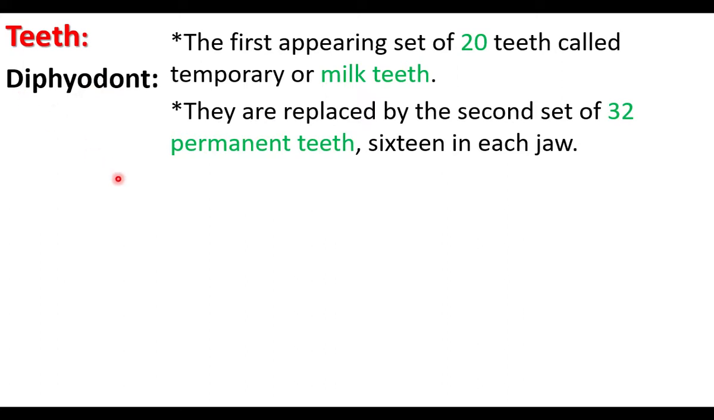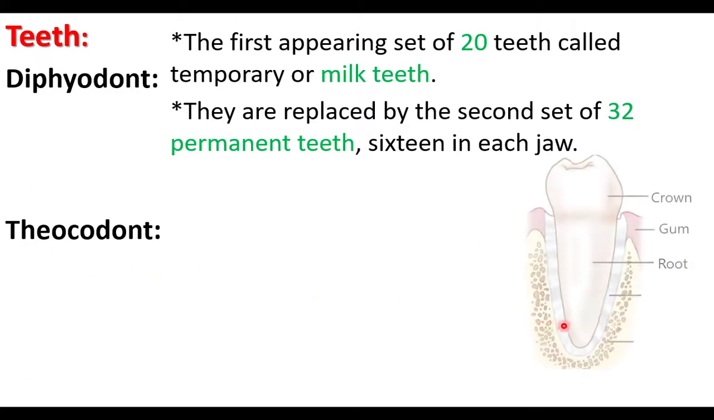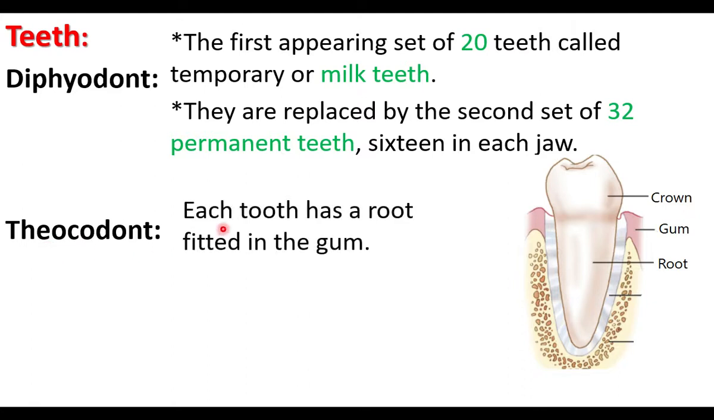Di means two. Thecodont: a tooth has two parts. One is the crown, another one is the root. This is the crown, the visible part, and the root is inserted into the gum. This is the gum line. The root part of a tooth is inserted into the gum. This condition is called thecodont. Each tooth has a root fitted in the gum.